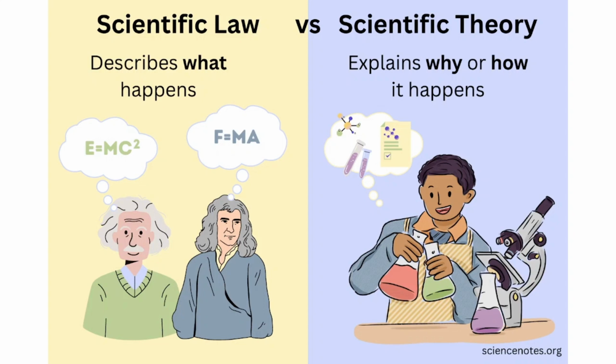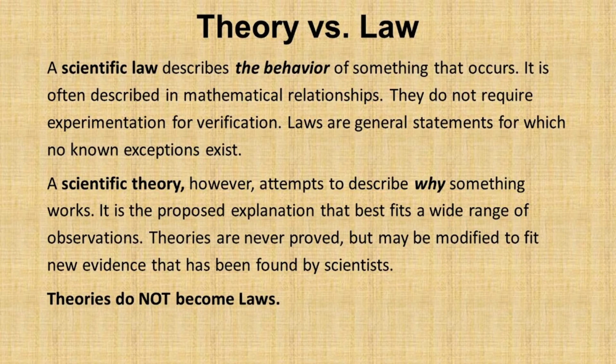And scientific law is above any kind of questioning. People have said that it happens. It has been seen to be happening mostly, and that's above questioning. But there are scientific theories that can be questioned. So what they're saying online is that a scientific law describes the behavior of something that occurs. It is often described in mathematical relationships. They do not require experimentation for verification. Laws are general statements for which no known exceptions exist. Mostly no known exceptions exist.